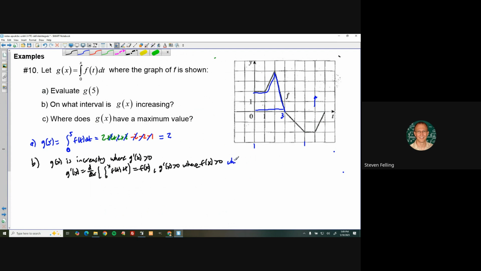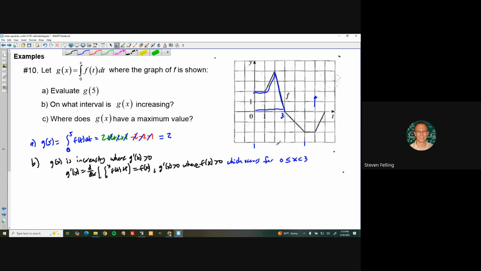So we can say which occurs for x between 0 and 3. I'm going to put 0 on there because we do have a positive x there, but at 3 it's 0, so technically it's not greater than 0.